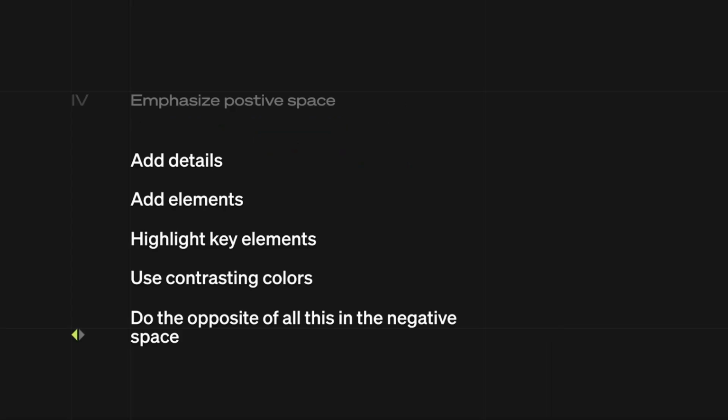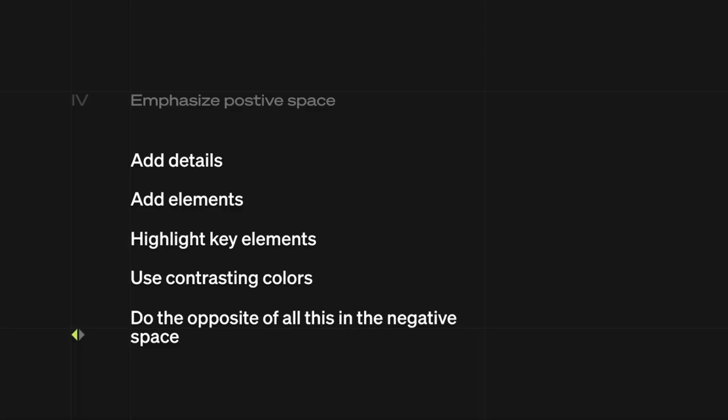So if I want to emphasize positive space, there's different ways of doing it. I can add details. So I have stuff already, but if I add details, it means I'm adding an extra layer of information. So my eyes will focus more and more on this. And if my eyes focus more and more on that element, they will focus less and less on the other elements. So I'm consequently creating negative space elsewhere.